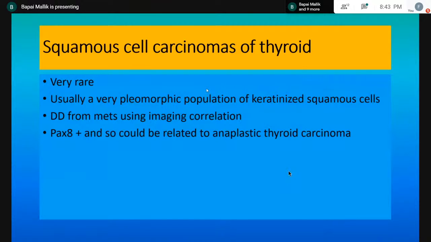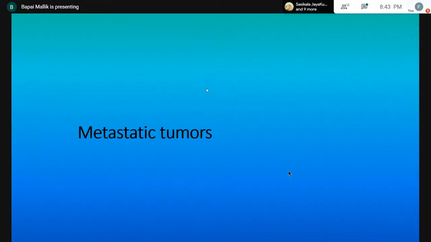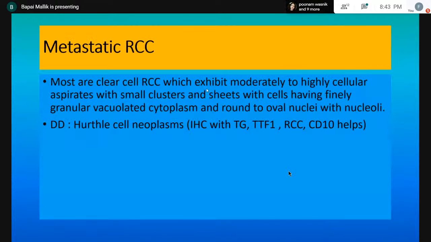Squamous cell carcinomas of the thyroid are extremely rare. You always have to rule out the possibility of something invading from the adjacent areas. They are PAX8 positive, whereas most of the other tumors in the surrounding areas in the neck are PAX8 negative. Since they are PAX8 positive, it is felt that they may be related to the anaplastic thyroid carcinomas.